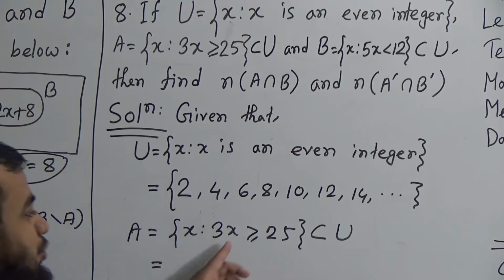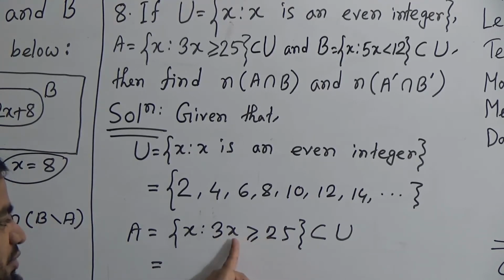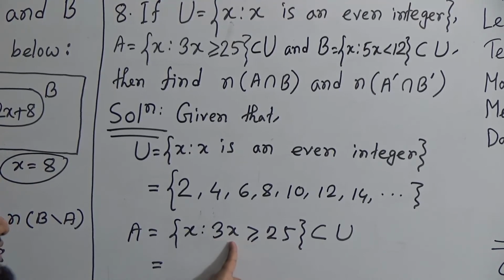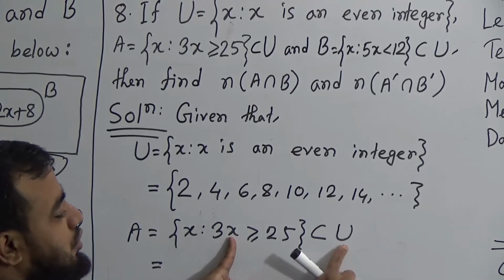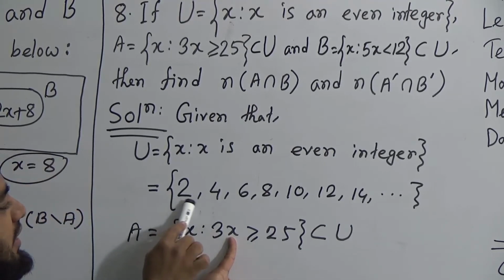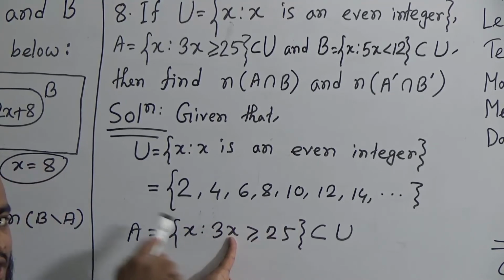So if we put the value of x equal to 8, it will be 24. 24 is less than 25, so 8 can't be the value of x. More than 8, that means we can put the value of x as 9. 9 3s are 27. Okay, 27 is greater than 25, but my dear students, 9 can't be an element of A, because A is also a proper subset of U. That means, is there any 9 in U here? No, there is no 9. That means 9 can't be an element of A here.